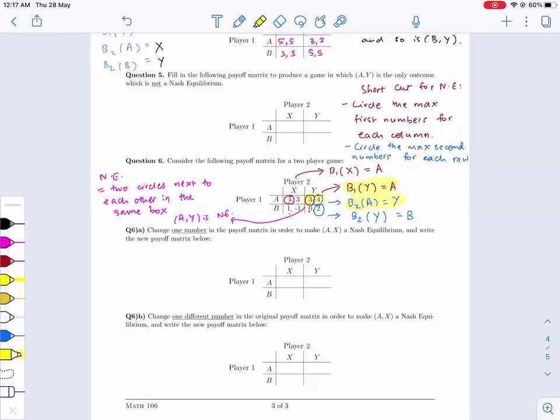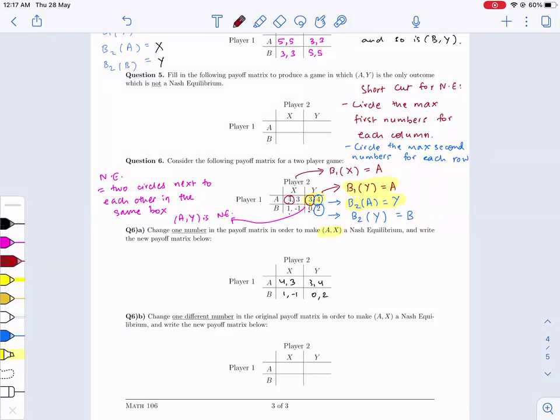So this was about a shortcut to find Nash equilibrium. Now, how do you use this to quickly solve problem 6? It asks you to change just one number in this payoff matrix so that AX becomes a Nash equilibrium. Now let's just copy down the actual original payoff matrix first without changing anything.